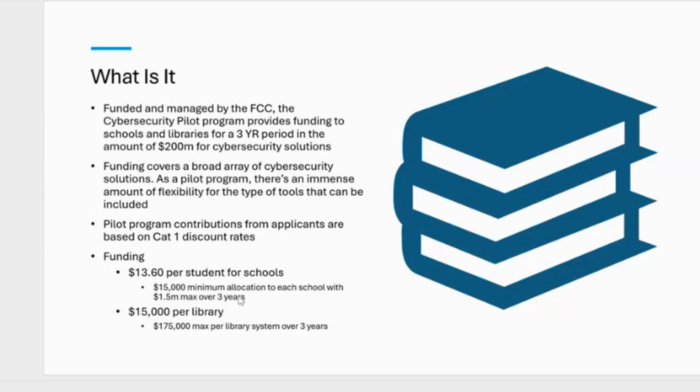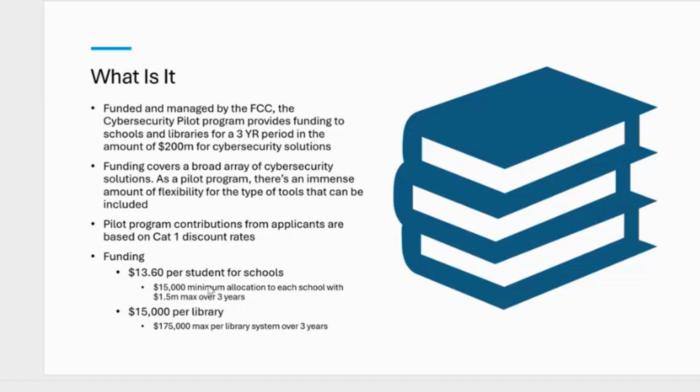The maximum will be $1.5 million over 3 years, even if your total number of students times $13.60 exceeds that 1.5 million. So 15,000 is your minimum, regardless of student size, and 1.5 million is your maximum, regardless of student size. Every other school or school district that falls within that range will be based purely on the total number of students you have. But any schools that are below that minimum and any schools that are over that maximum will be capped to that minimum and maximum of $15,000 to 1.5 million.